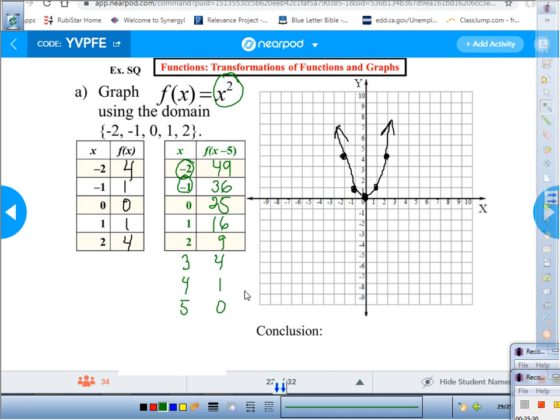Okay, let's plot those points. We can't plot 49 or 36 or 25 or 16. Can we plot 2, 9? Yes, 2, 9. 3, 4. 4, 1. 5, 0. Hold on. Let's finish this off really quick. Now, if I gave you more values, you would get this. Look up.